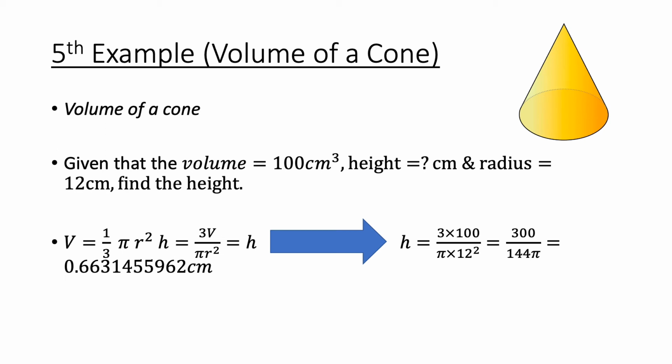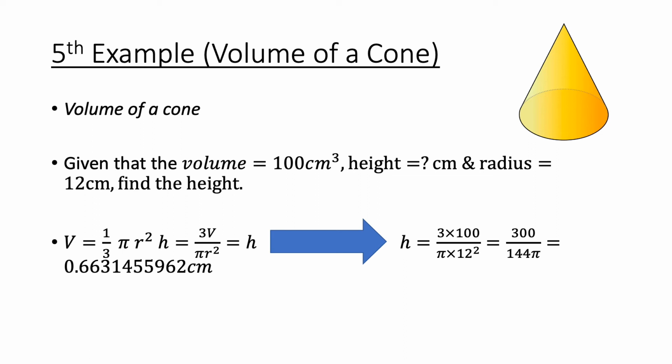Then I just subbed in the values. 3 times volume, which is 100, so 3 times 100 divided by pi times 12 squared. The radius is 12, so 12 squared is 144. 300 divided by 144 pi gives me 0.6631455962 centimeters. So that is the height.